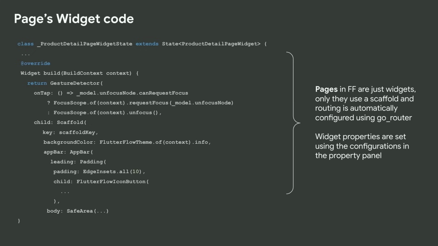So taking a closer look at my pages widget code, you can see that pages in FlutterFlow are just widgets, right? Just like in Flutter. Only we make them into this different object because we want to take care of a lot of the annoying stuff for you. Like we know pages are going to have a scaffold, and we know you probably want to do routing. So we set up all the routing for your pages for you using GoRouter.